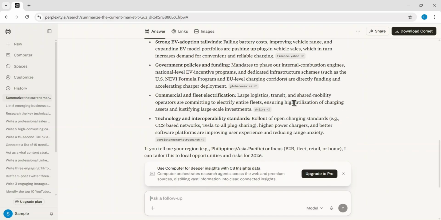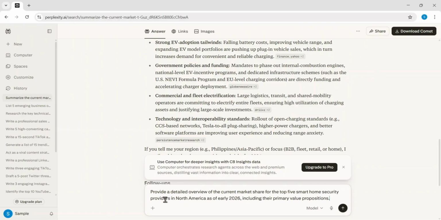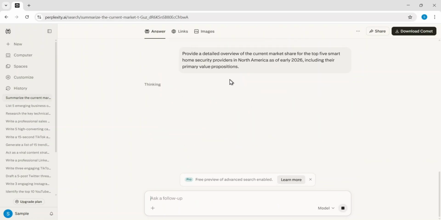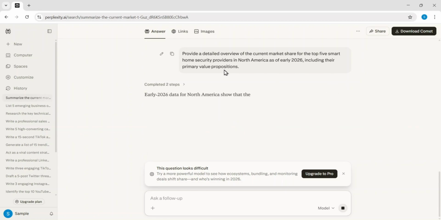Moving forward, I decide to refine my research by using the follow-up bar to ask about a different market. I type a request for a detailed overview of the top 5 smart home security providers in North America as of early 2026, focusing on their market share and primary value propositions.